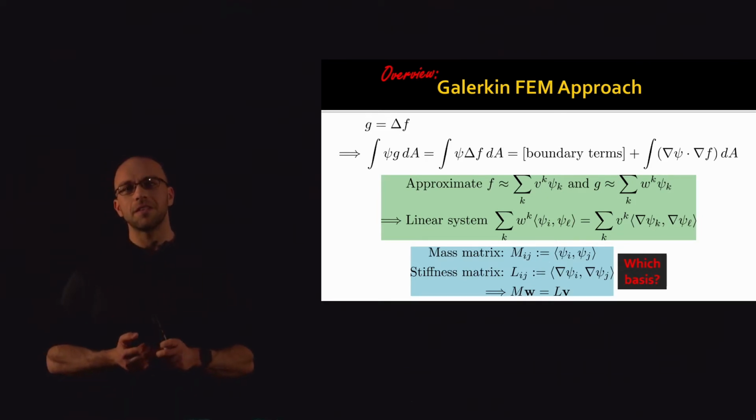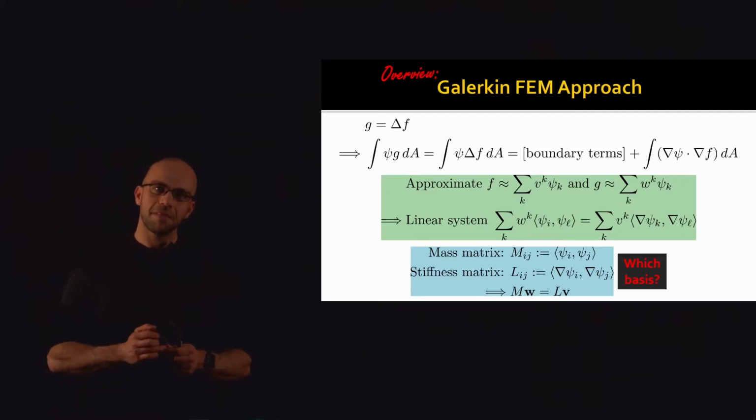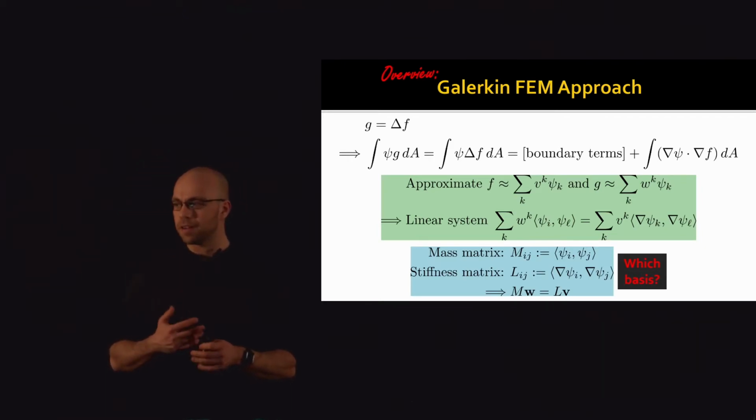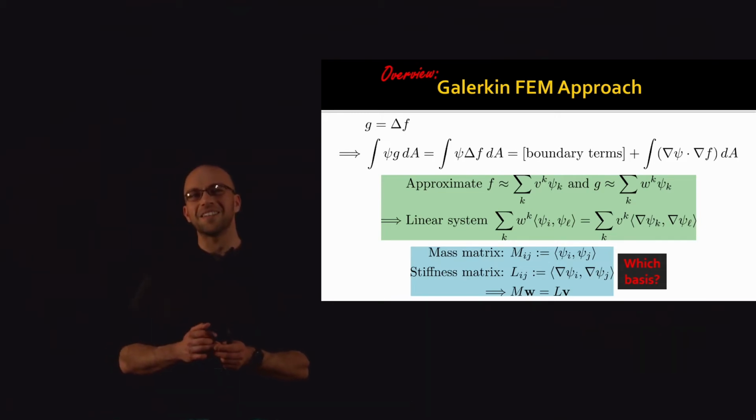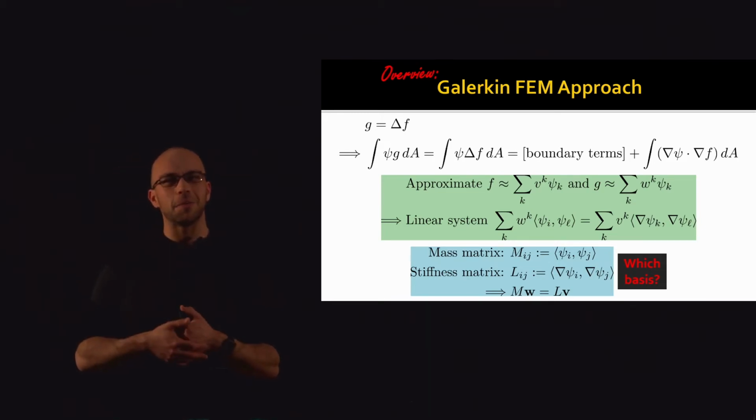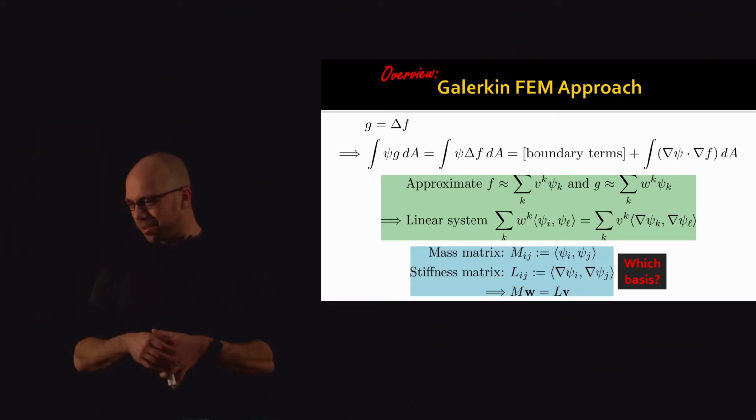Now, the matrices involved in this problem have names. So typically we call the matrix of inner products M, the mass matrix. And we call the matrix of inner products of gradients the stiffness matrix of our problem, L. So L is kind of like a discrete Laplacian matrix, which is why we call it L here.